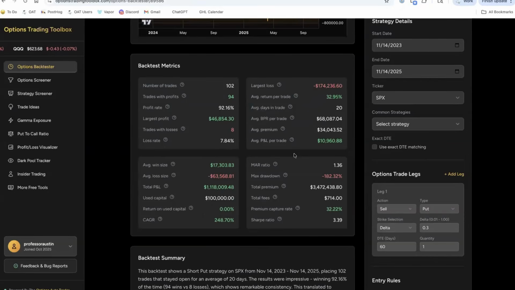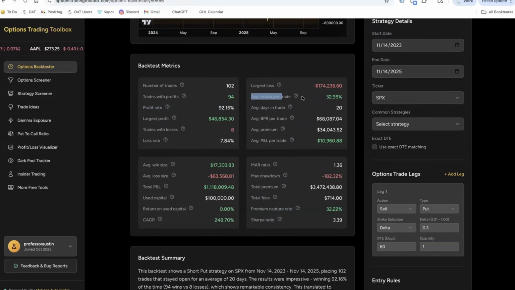What I personally like looking at is the number of trades. I want to make sure I'm over 100. That kind of gives me a good case study. I like my win rate to be anywhere above 80%. It really depends on my average win and my average loss. That's what I'm looking at.